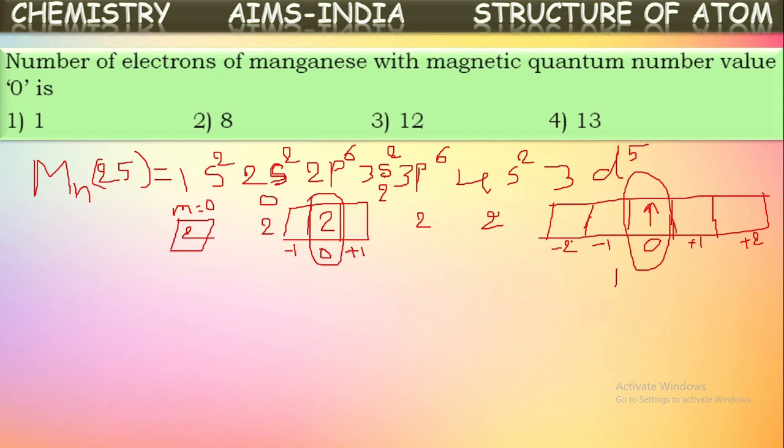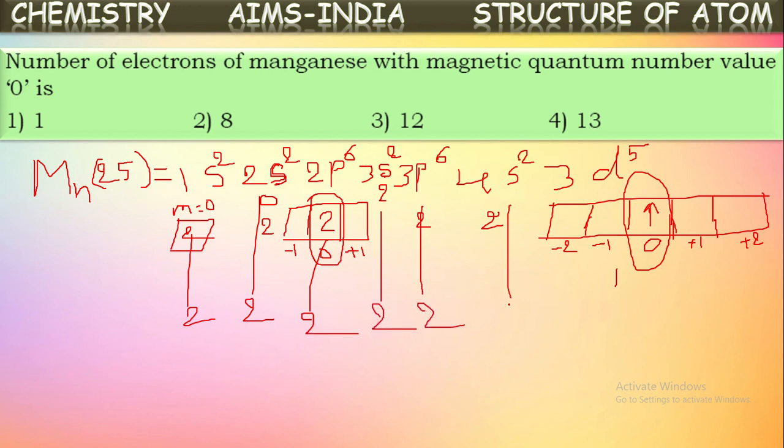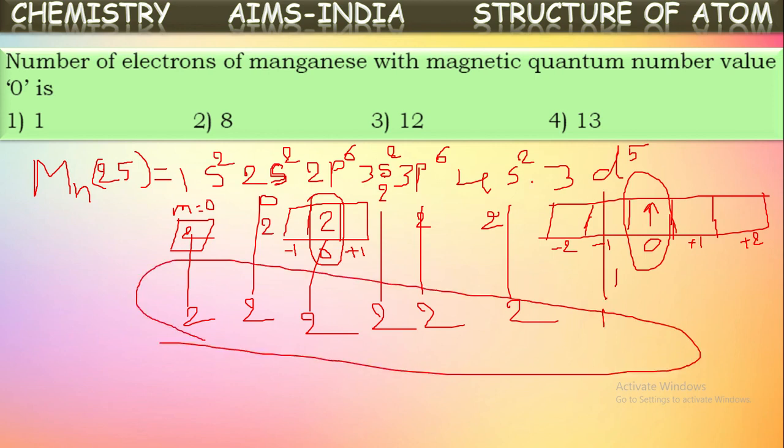Now here one electron. Here one. So in the 1s 2, in this 2, in this also 2, in the 3s also 2, 3p also contains 2, 4s2, and then 3d contains 1. What is the total of all these electrons? It will be 13. So the correct answer is 13. In this way, we can calculate the number of electrons with the magnetic quantum number value 0. Got this?